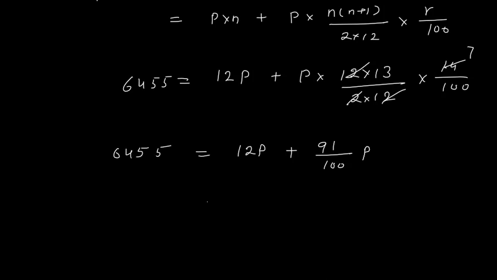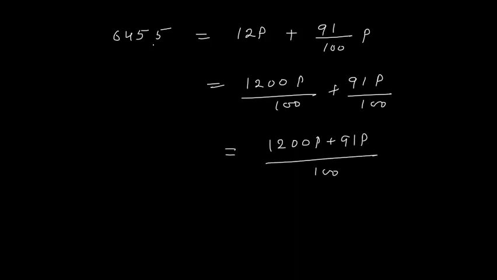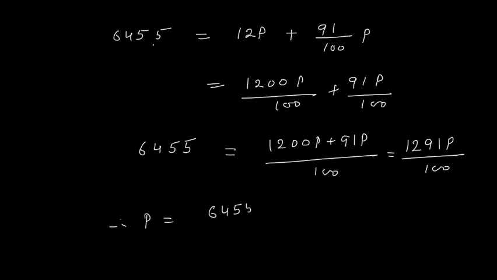Now let us take LCM here. So it will become 1200P upon 100 plus 91P upon 100. This will give me 1200P plus 91P whole divided by 100, that is 1291P upon 100, and here we have 6455. So therefore the value of P is equal to 6455 into 100 divided by 1291.